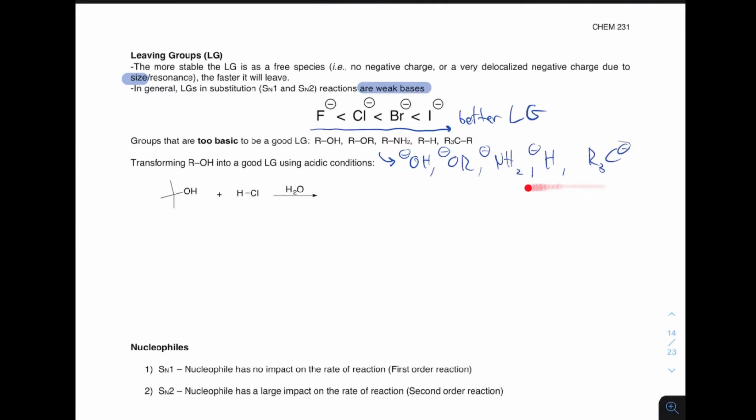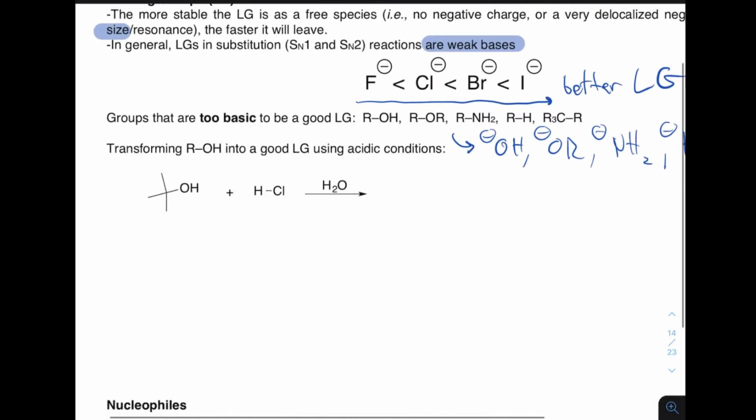So how do we get them to be good leaving groups? Something we can do, as described down here, is transform them into a good leaving group using acid-base conditions. The approach to doing that is as follows. I'll zoom in here a little bit. We essentially turn, in this case, the alcohol into a protonated species. And again, water here is just here as a solvent.